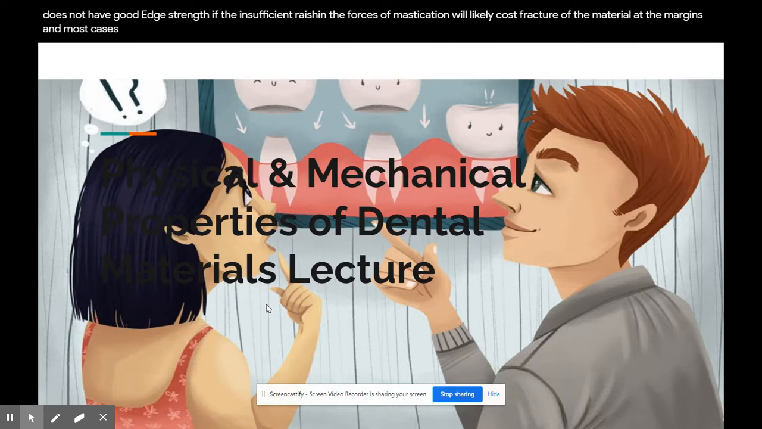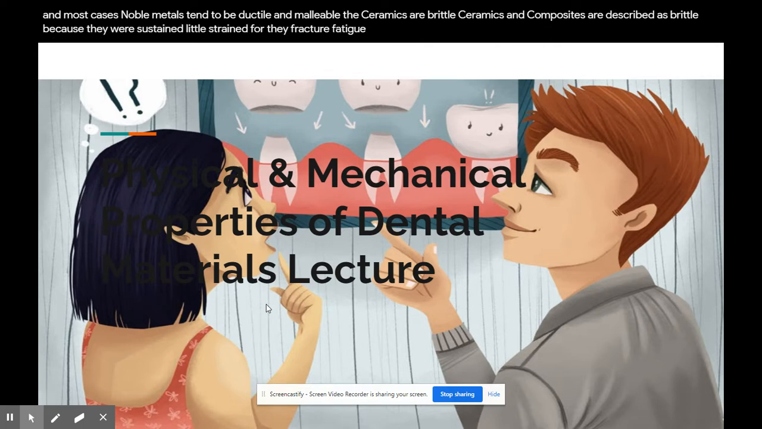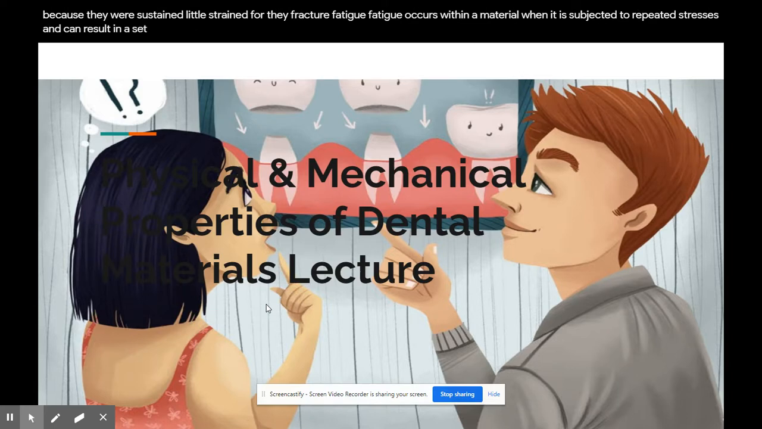In most cases, noble metals tend to be ductile and malleable, but ceramics are brittle. Ceramics and composites are described as brittle because they will sustain little strain before they fracture. Fatigue. Fatigue occurs within a material when it is subjected to repeated stresses and can result in a sudden failure or fracture of the material. Microscopic flaws or cracks develop within the material that progress with repeated loading. This can be seen when a strip of metal is bent back and forth repeatedly until it breaks.